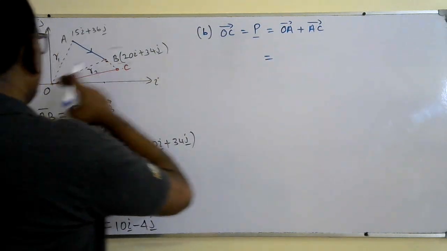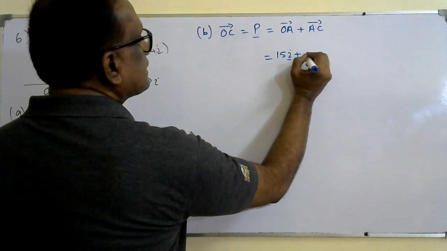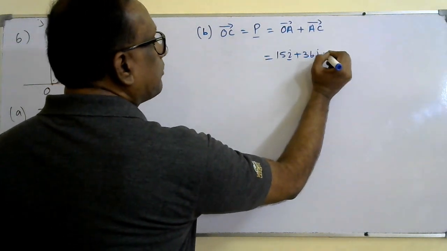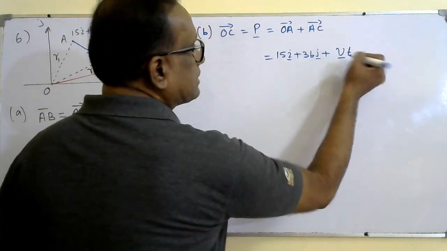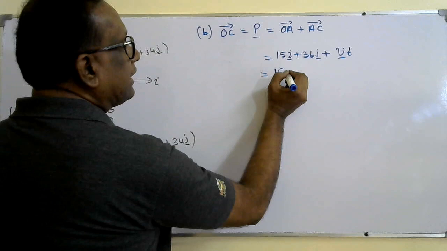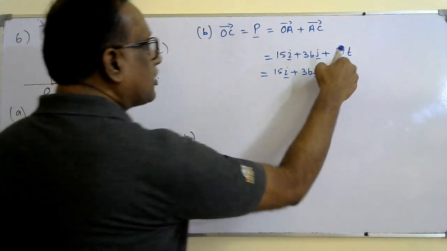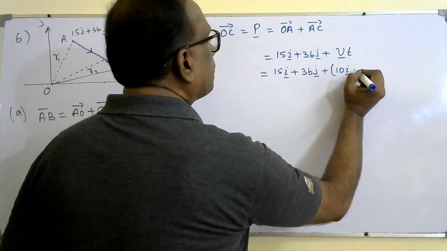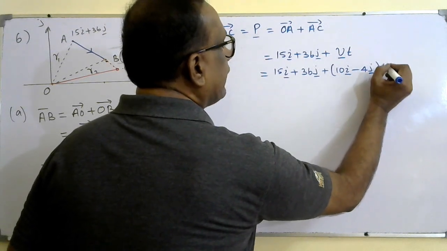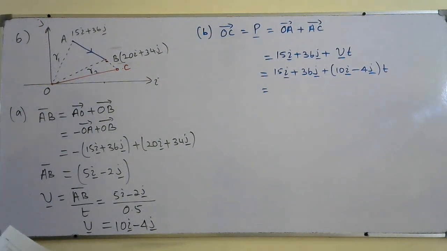So OA we know is 59 plus 36J, plus AC, which means the velocity vector I found here into T. Time is a scalar, right? Solve it: 59 plus 36J plus the velocity vector, which I know is 10I minus 4J, into T. Solve it, and you will get the answer for the B part.